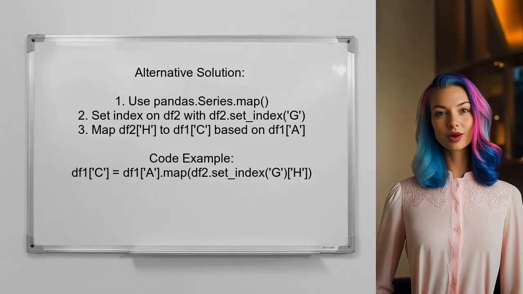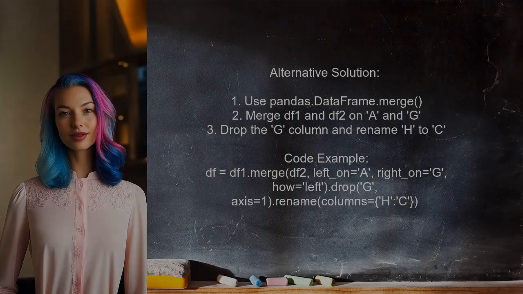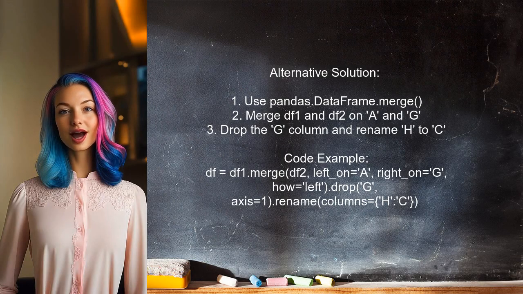An alternative solution provided by a user involves using the map function in Pandas. They suggest creating a series from the second data frame by setting its index and then mapping it to the first data frame based on the specified condition. Additionally, the user offers another method using the merge function. This approach merges the two data frames on the specified columns, drops the unnecessary column, and renames the remaining column to match the desired output.